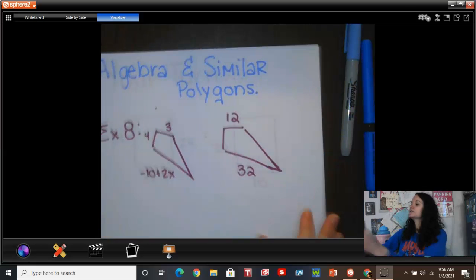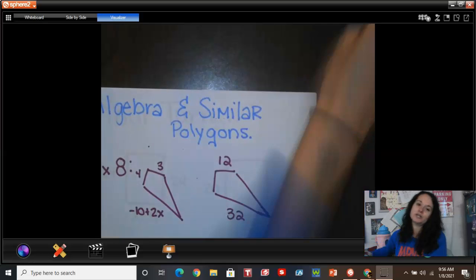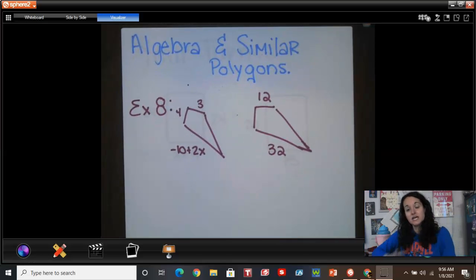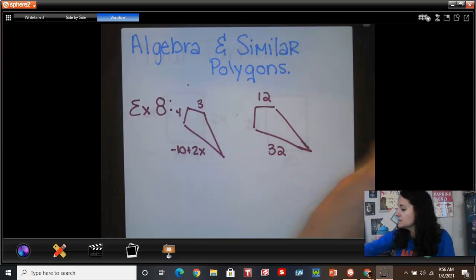Okay, the next part of your exam is going to be algebra and similar polygons. So this is all about being able to identify what matches, setting up your proportion, and solving it. So it's using a lot of the stuff we've talked about. It's talking about using cross multiplication to solve. It's talking about identifying corresponding parts, and it's talking about setting up proportions. So it's all about seeing what matches.